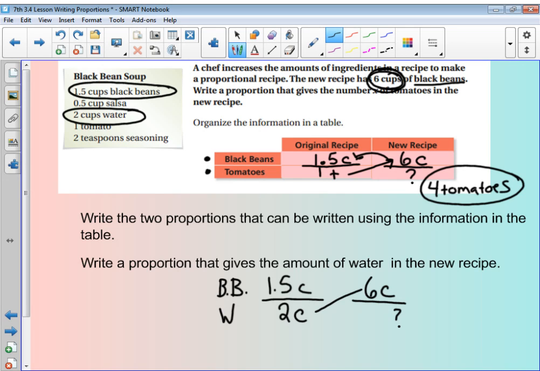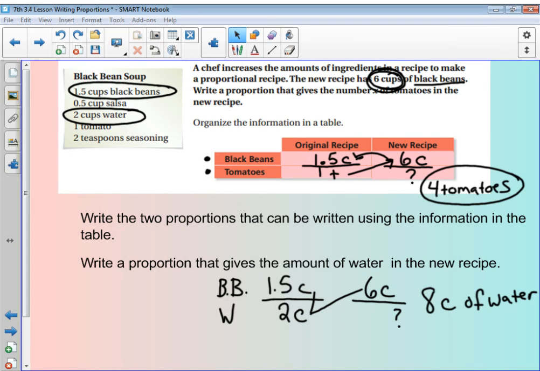So we're going to cross multiply, divide, so 6 times 2 is 12. So 12 divided by 1.5 gives us 8. So I just found out that I need 8 cups of water. Okay, so that's using ratios and proportions in a real world situation.